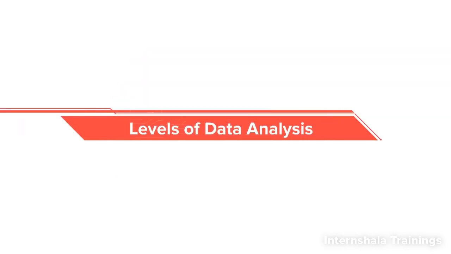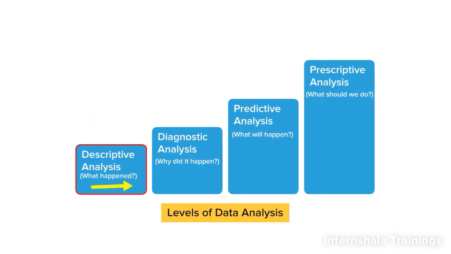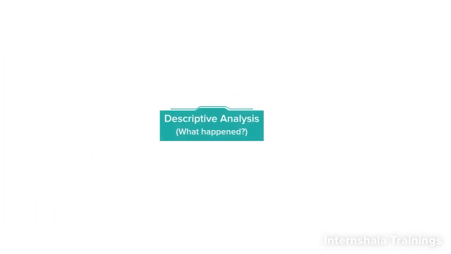The four major types, or we can say the four levels of data analytics, are descriptive analysis, diagnostic analysis, predictive analysis, and prescriptive analysis. Let us discuss in detail each one of them. In descriptive analysis, we get to know what is happening based on the available data. It is the first level of information that you obtain from the data.